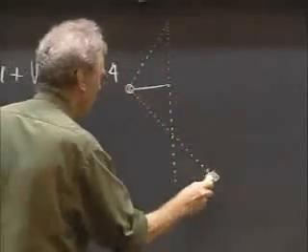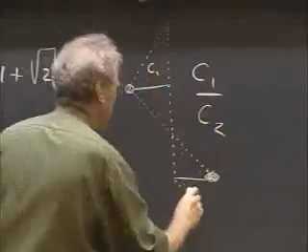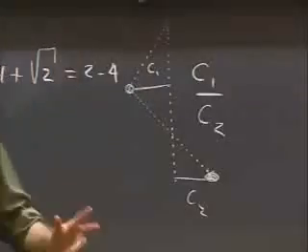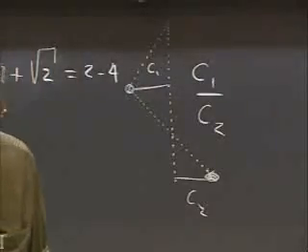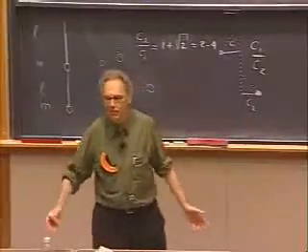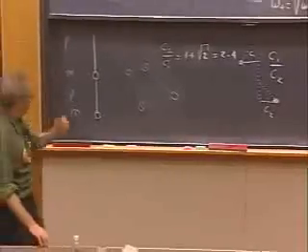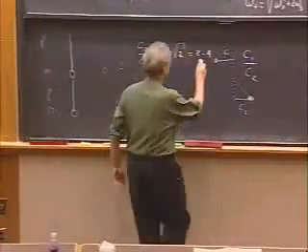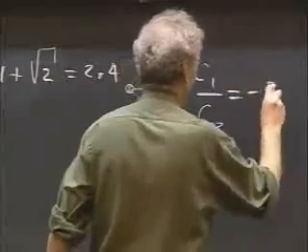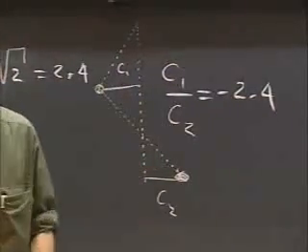Any idea of the ratio? C1 over C2. Call this C1, call this C2. Any one of you, any intuition? Minus? Yeah? Boy, you're good. It is minus 2.4. This one will be much further away than this one.